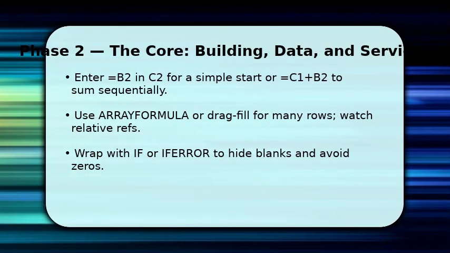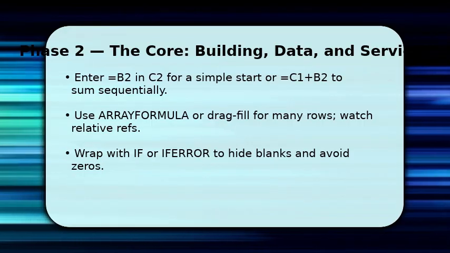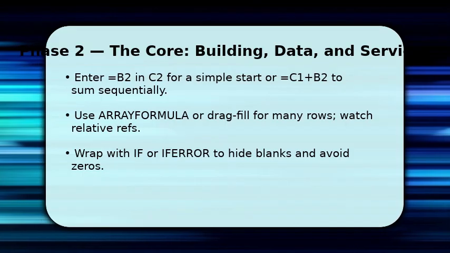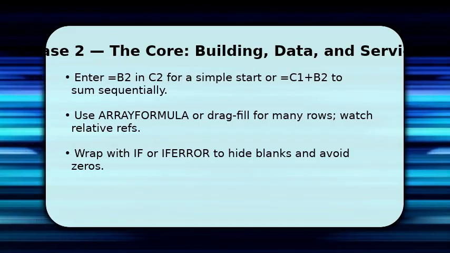Next, you build the running logic. In C2, enter =B2 for the base row, or if you start one row lower, use =C1+B2 to add sequentially. Once that works, expand it. Drag the fill handle down or apply an array formula for dynamic ranges. An array formula lets new rows auto-update without manual fills. Also wrap the formula with IF, LEN, B2=0, or IFERROR to prevent displaying 0 or errors. Doing this ensures continuous updates and cleaner presentation.